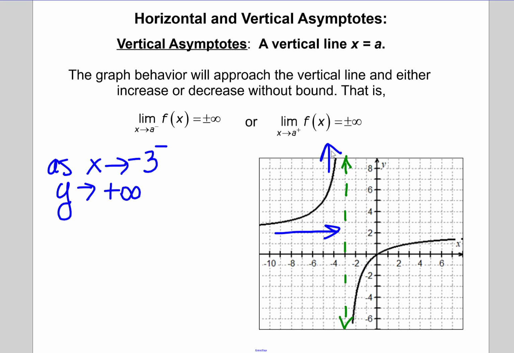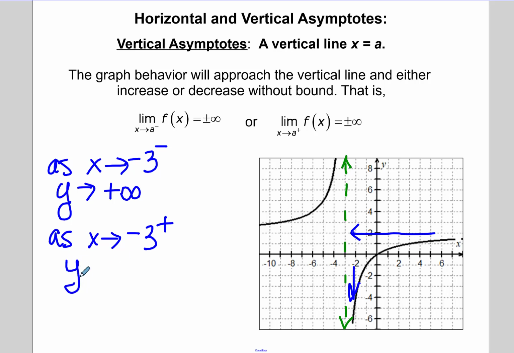And then on the other side, as we approach negative 3 from the right, the y values are heading downward. So as x approaches negative 3 from the right, the y's are going down. And these two infinite behaviors, in this case they're in opposite directions. So on one side it's bounded downward, and on the other side bounded upward. We say that's the definition for a vertical asymptote.